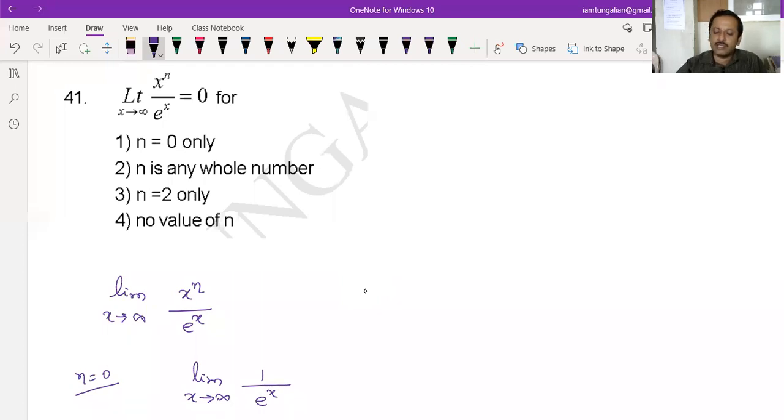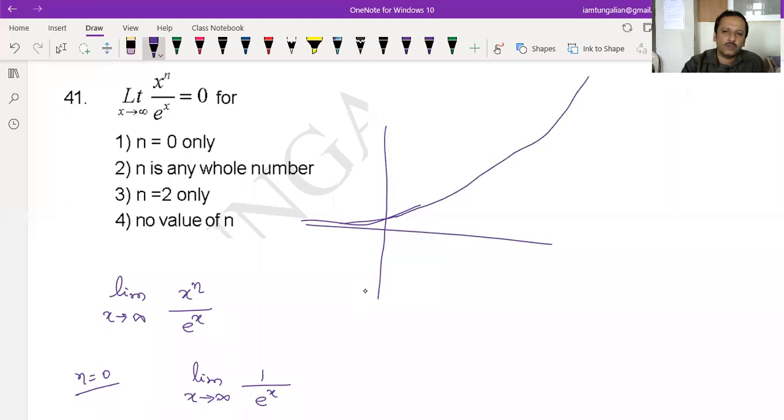Okay. So look at the graph of e power x. I will draw a rough sketch of e power x. e power 0 is 1. So something like this. So this is the graph. As x tends to infinity, it goes up beyond the screen and goes up to infinity. So the denominator is infinity. 1 by infinity, this will tend to 0. Okay. That means when n is equal to 0, this limit will be equal to 0.